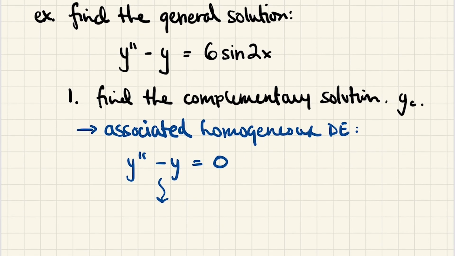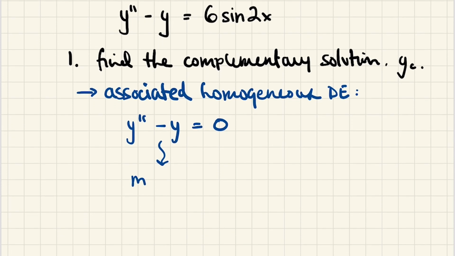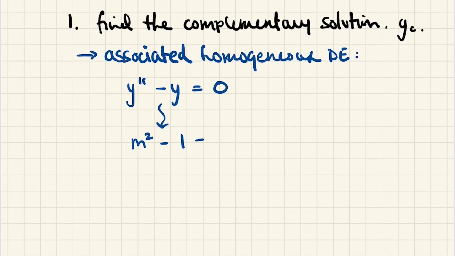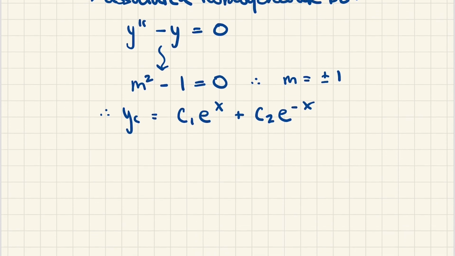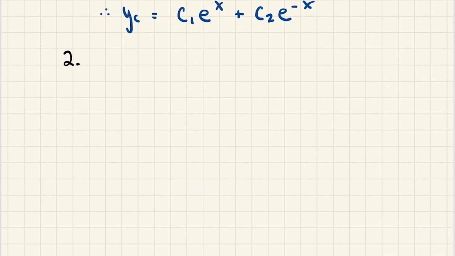And we'll just solve that by solving its auxiliary equation. That one's not too bad. We get m is plus or minus 1. So that means that our complementary solution is c1 e to the x plus c2 e to the negative x. All right, so we'll come back to that. And now we'll put our attention on the particular solution.